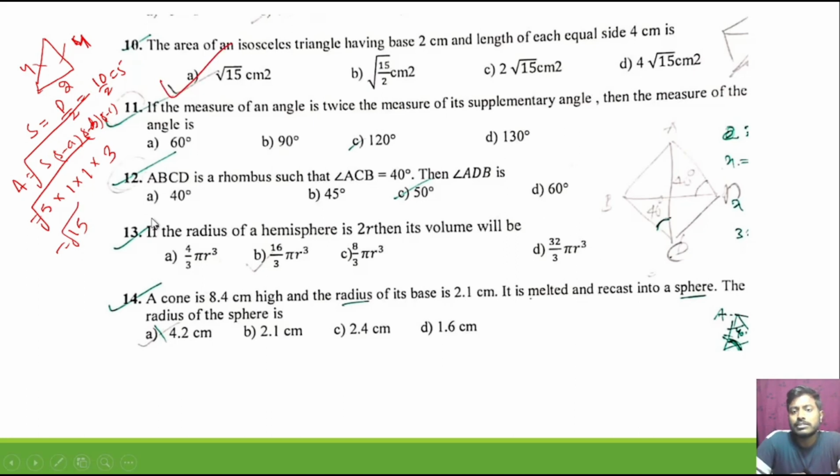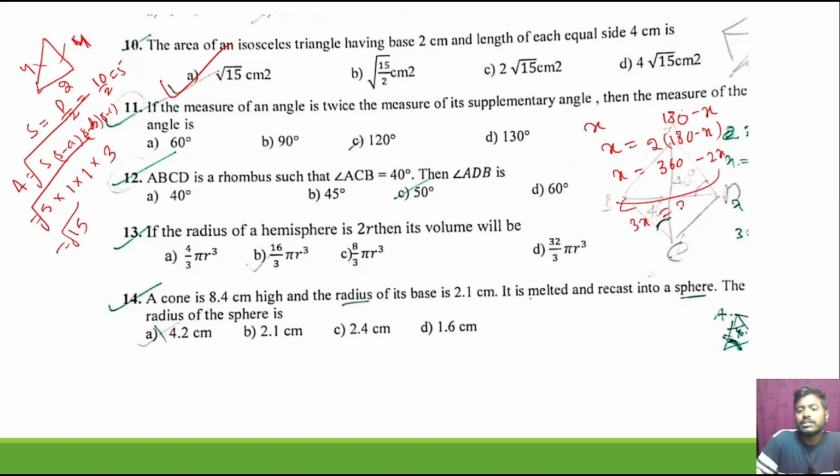Okay, next question. If the measure of an angle is twice the measure of its supplementary angle. Suppose the angle is x, its supplementary is 180 minus x, yes or no? Now, according to the question, the angle is equal to twice its supplementary angle, 2 into (180 degrees minus x). So x is equal to 360 degrees minus 2x. Now 2x plus x, that is 3x equal to 360. Now x equal to 360 divided by 3, that is 120.